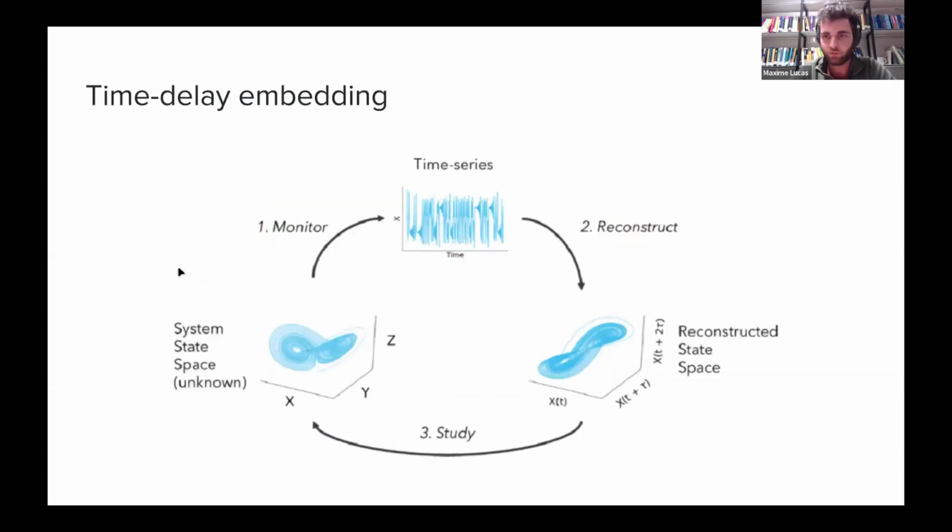A few more words for those of you who are not familiar with time delay embedding. What is it?